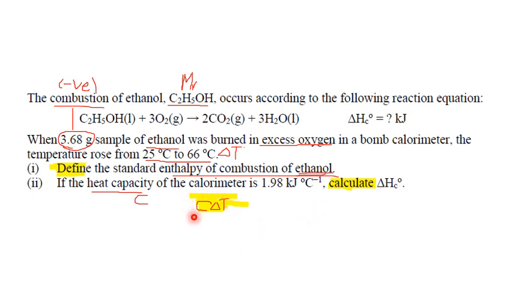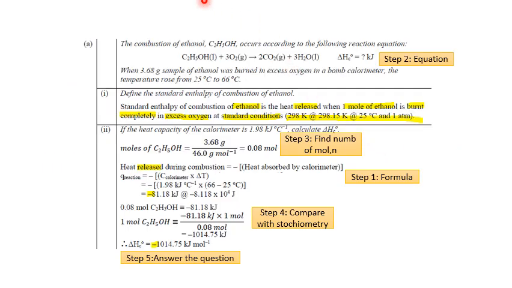So the formula that we are going to apply is this one: C delta T. Okay, let's check the solution. So A1, define the standard enthalpy of combustion of ethanol. The answer for this definition must refer to ethanol. So standard enthalpy of combustion of ethanol is the heat released when 1 mole of ethanol is burned completely in excess oxygen at standard condition. Don't forget to define the standard condition, which is 298 Kelvin and 1 atm.